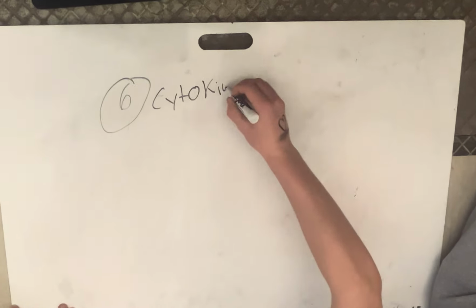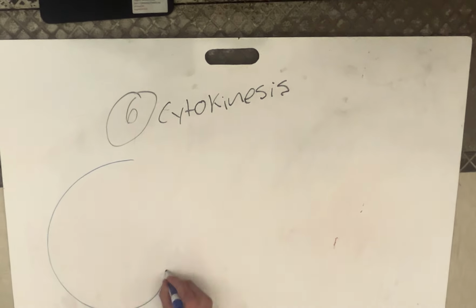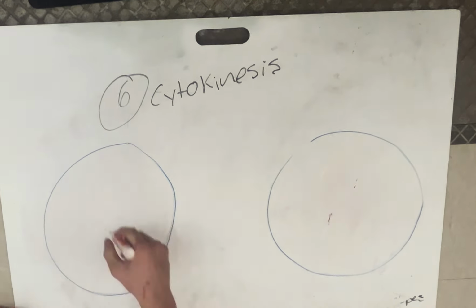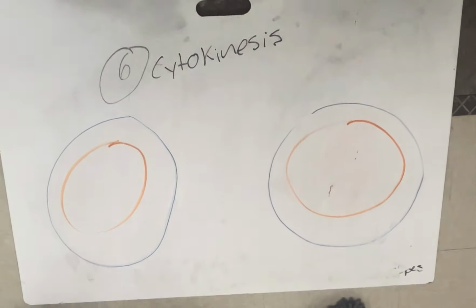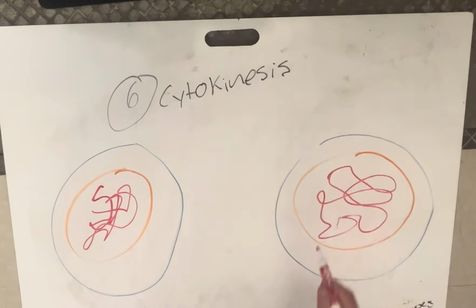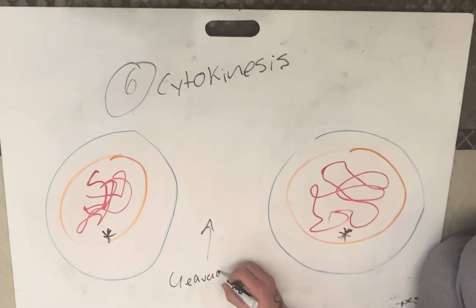Finally, cytokinesis is when the cleavage furrow pinches to create two separate identical daughter cells. The chromosomes in the nuclear envelope decondense, and this shows asexual reproduction.